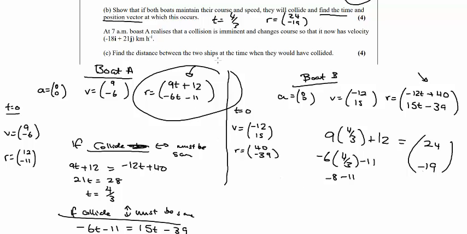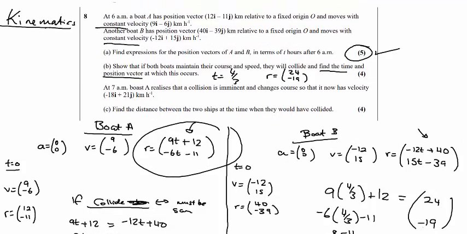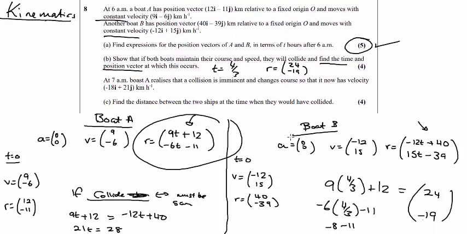Find the distance between the two ships at the time when they would have collided. What does that mean? Literally, what does that mean? I think it's 0 if they've collided. Find the distance between the two ships at the time. Oh wait, no, my bad. I didn't read that bit, did I? Always read the question.